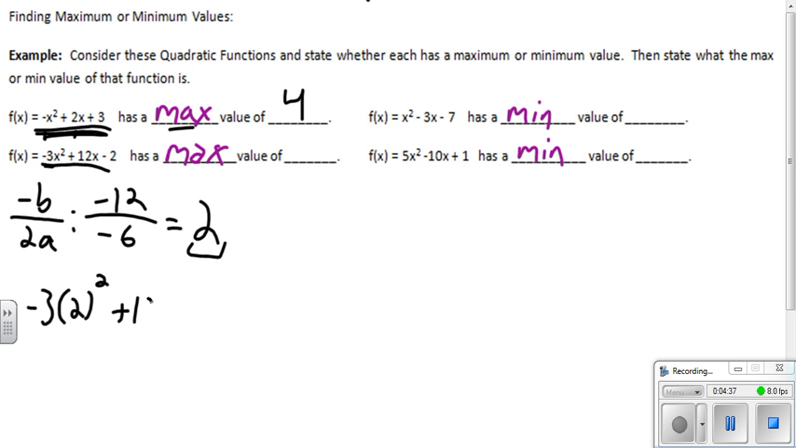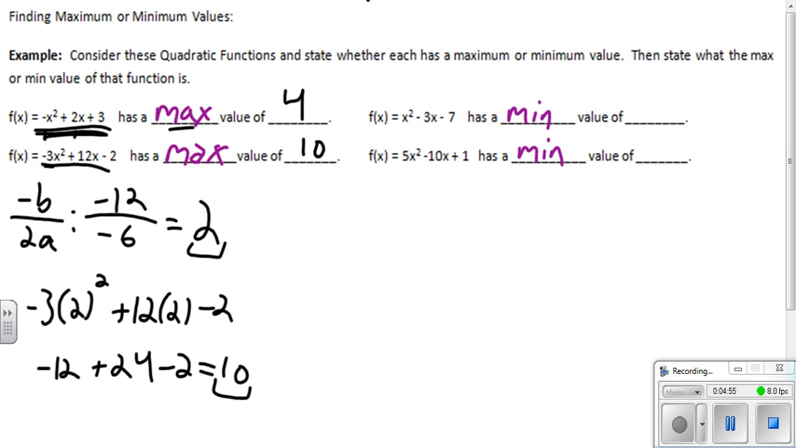And we have negative 3 times 2 squared plus 12 times 2 minus 2. 2 squared is 4, times negative 3 is negative 12. This becomes 24 minus 2. So in the end, our value is 10. So this one has a maximum value of 10.